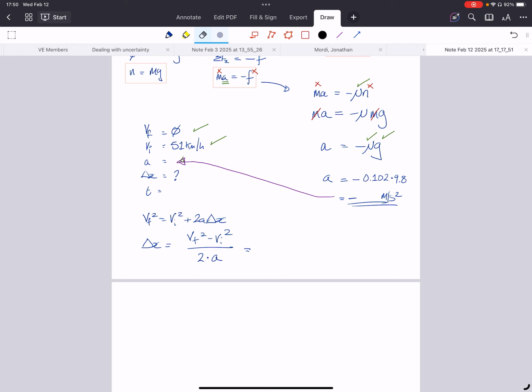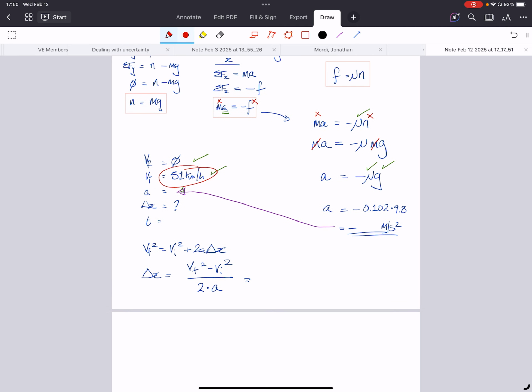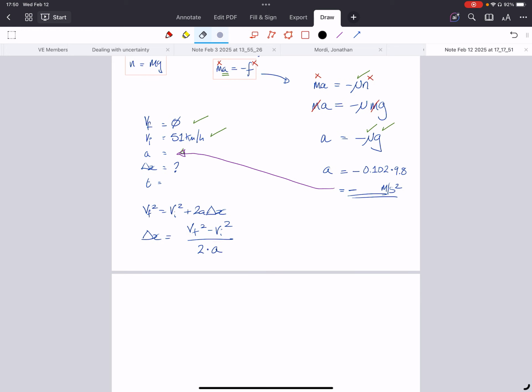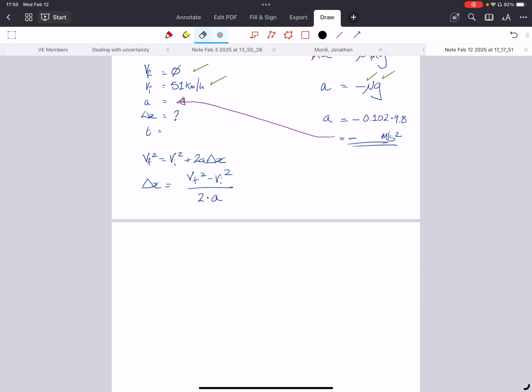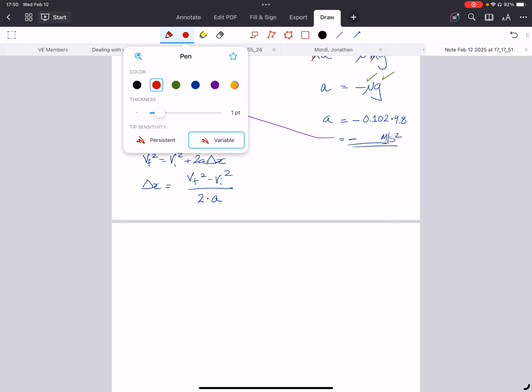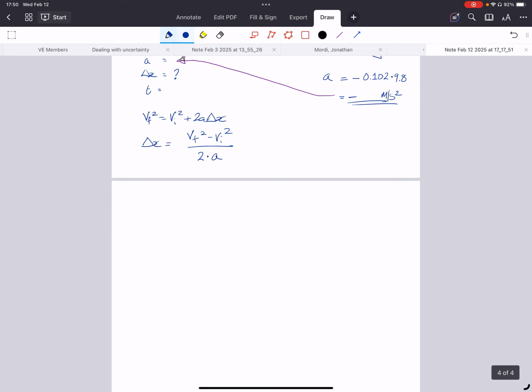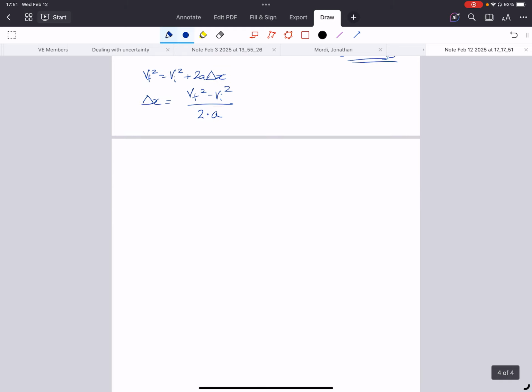One final thing that we need to bear in mind, and that is that we have been given a velocity in kilometers per hour. And when we're doing these motion problems, we need to make sure that we have all of our values in meters per second and not in kilometers per hour. So here's a very quick review of how we would turn those kilometers per hour into meters per second. So I've got 51 kilometers per hour. That's kilometers divided by hours.